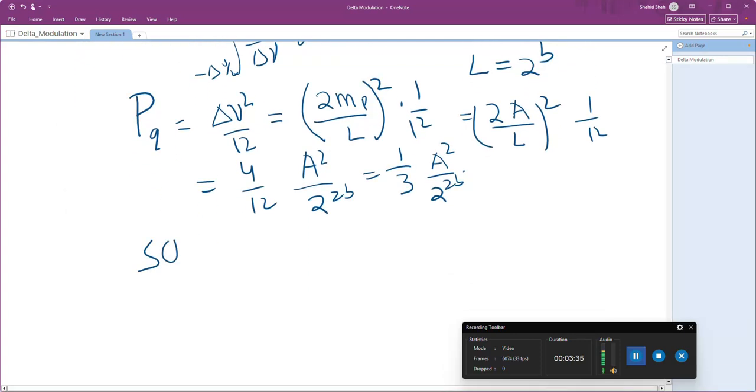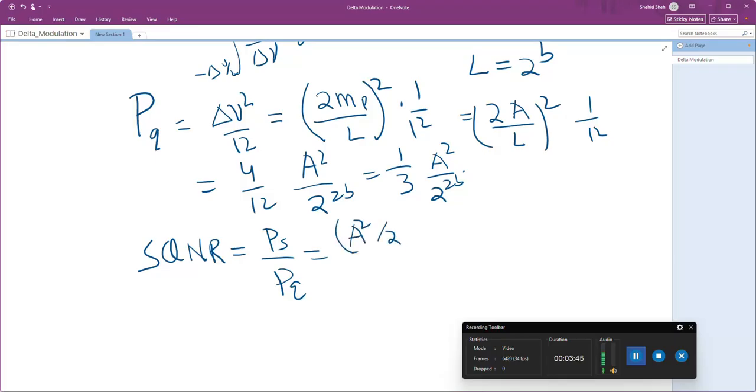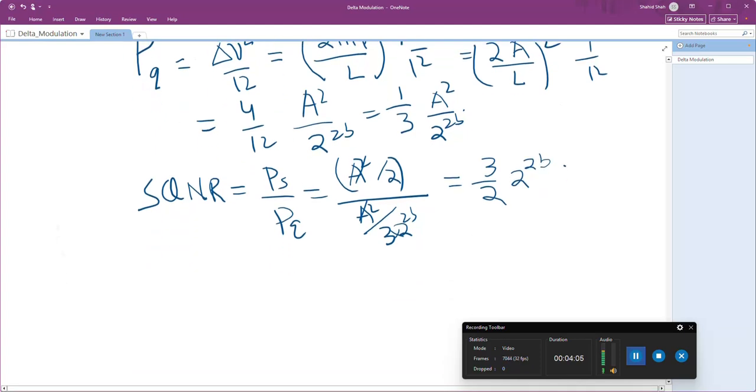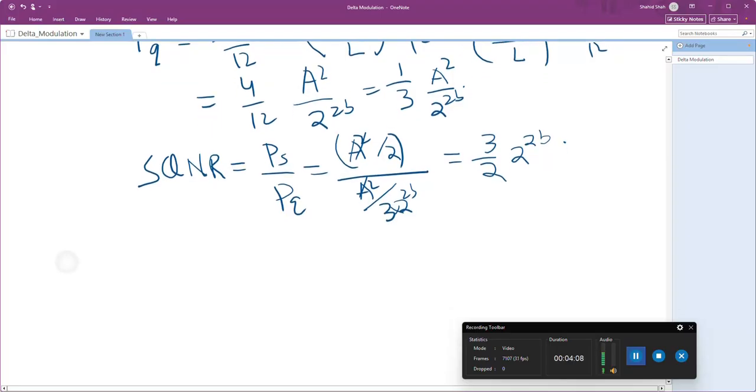So now what is the signal to quantization noise ratio? It is the signal power divided by the noise power, which is simply A square by 2 divided by A square by 3 times 2 to the power 2b. So A square gets cancelled. So it becomes 3 by 2 times 2 to the power 2b. So in terms of the number of bits, this is the signal to quantization noise ratio.